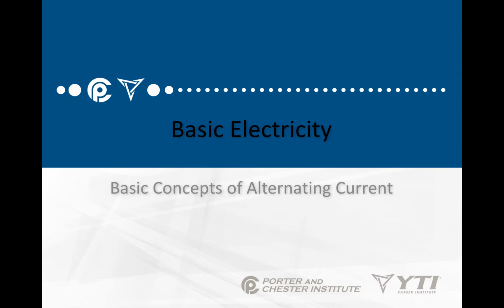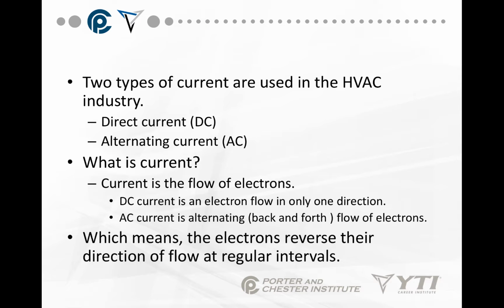In this lesson, we're going to be talking about some basic electricity and the concepts of alternating current. Now, alternating current is the current that's found in your plugs in your houses and buildings. Direct current is basically what's found in car batteries and some of our technology. Most of our computers and everything is built on direct current. So we have two types of current. We have alternating current and direct current.